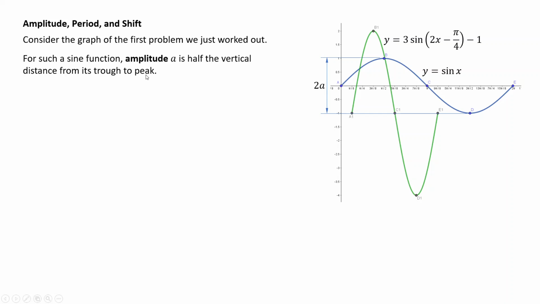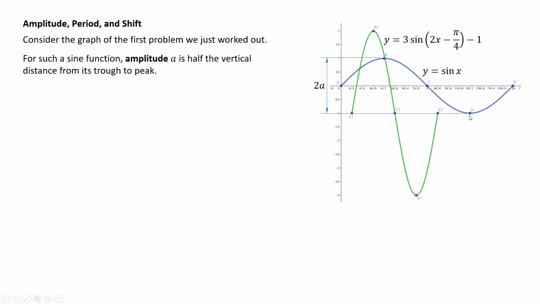Now, for such a sine function, there's something called amplitude. Amplitude A is half the vertical distance from its trough to peak. Trough is the bottommost point, the minimum point, and the maximum y value is the peak.